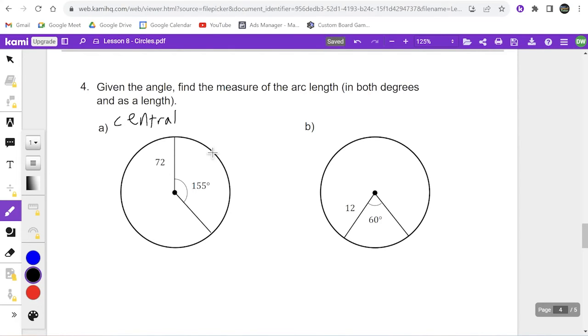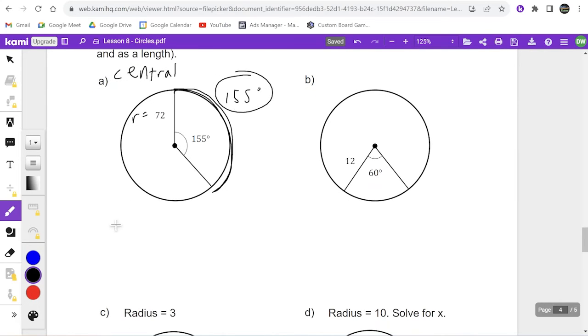Definitely central, because it's in the middle. Yeah. Remember, inscribed is going to look like this. That's inscribed, because it's touching the edge. But because the angle's in the middle, it's a central angle, which means the angle here, 155, is the same as the angle for my arc length, 155. So this means we would have to do 72 over 2 pi r? Yeah, so 72 is the radius. I want to be clear about that. It's not so obvious there, but 72 is the radius.